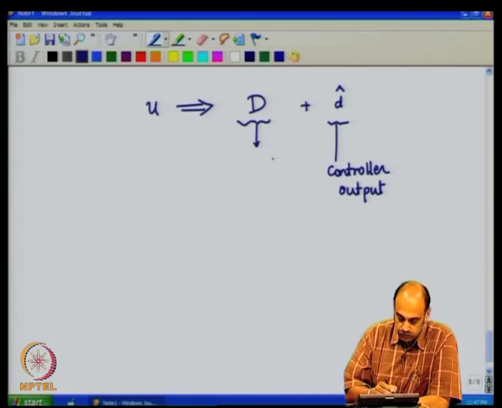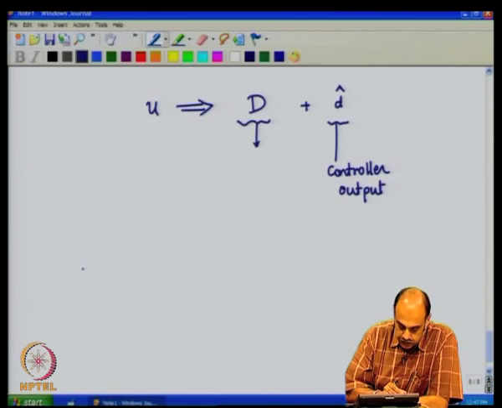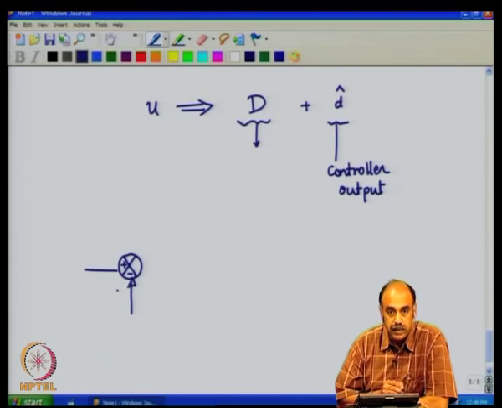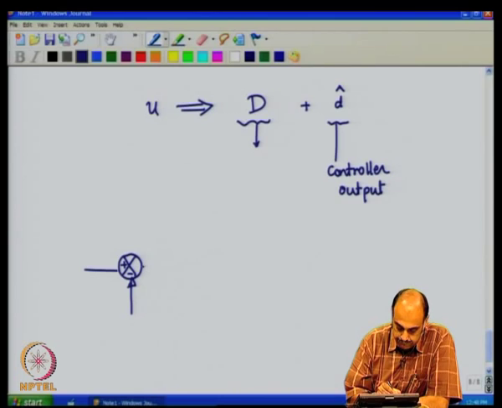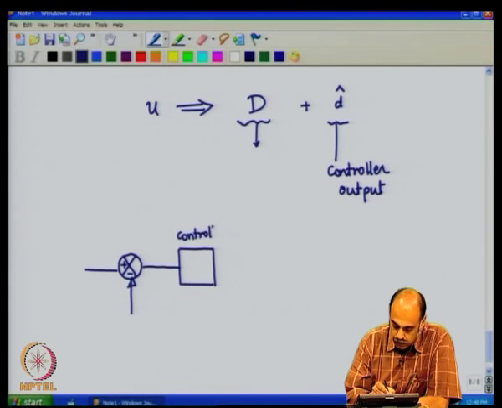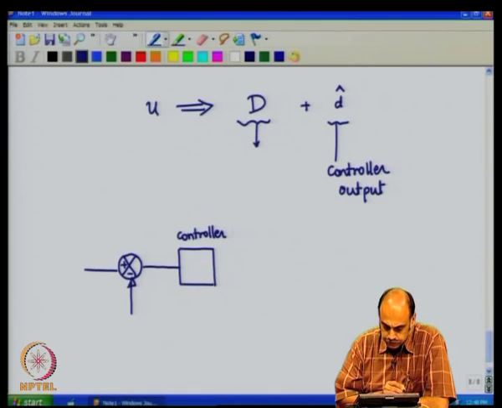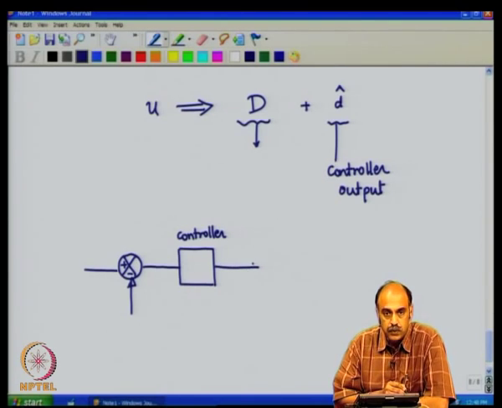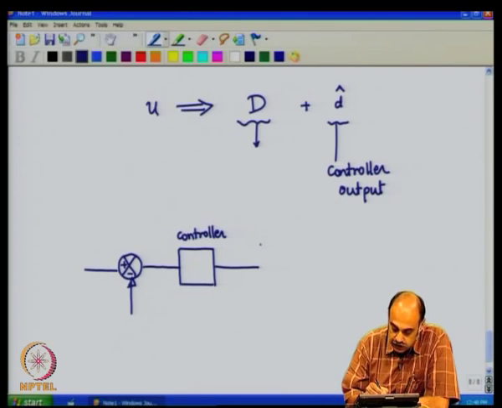So, if you look at our controller, it would look something like this. Now, let us say we have a comparator, we have the feedback portion, you have a controller, as shown here, and the output of the controller is actually given as the control input to the plant. In this case, it is the duty cycle.